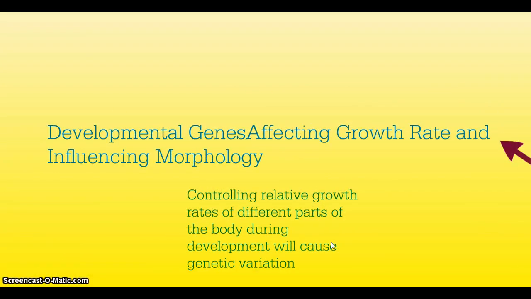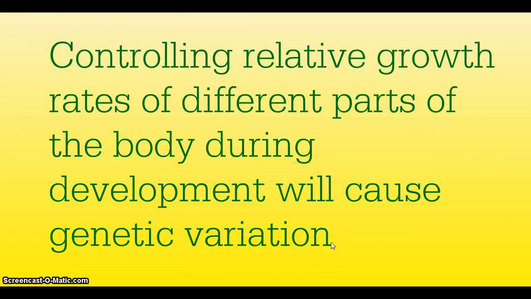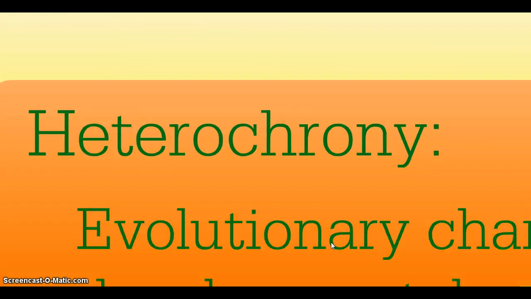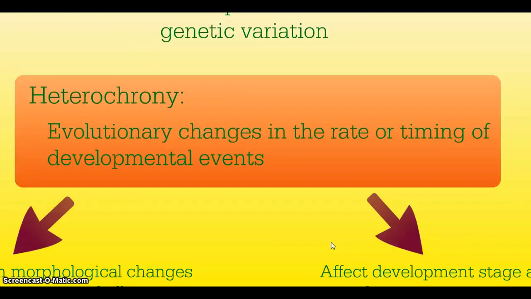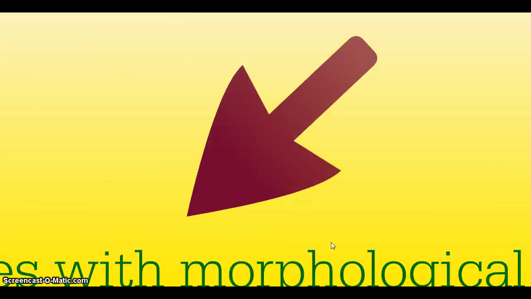Developmental genes are affecting growth rate and influencing morphology. Now, controlling relative growth rates in different parts of the body during development will cause genetic variation, which makes sense. Now, heterochrony. The definition is evolutionary changes in the rate or timing of developmental events. Now, this can cause 2 things.